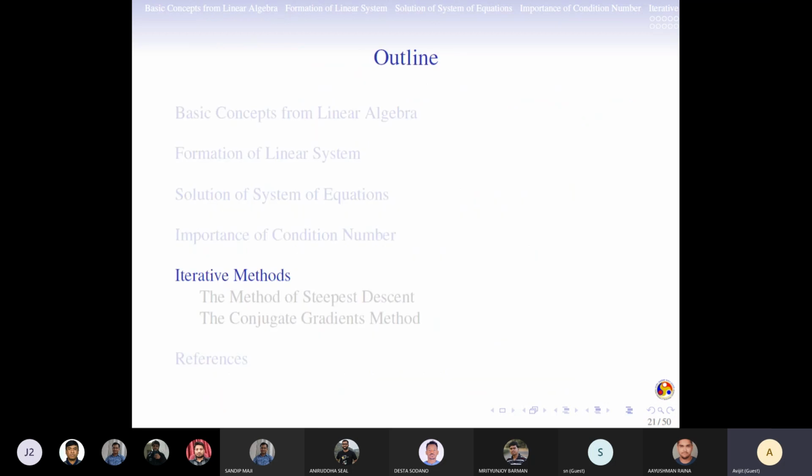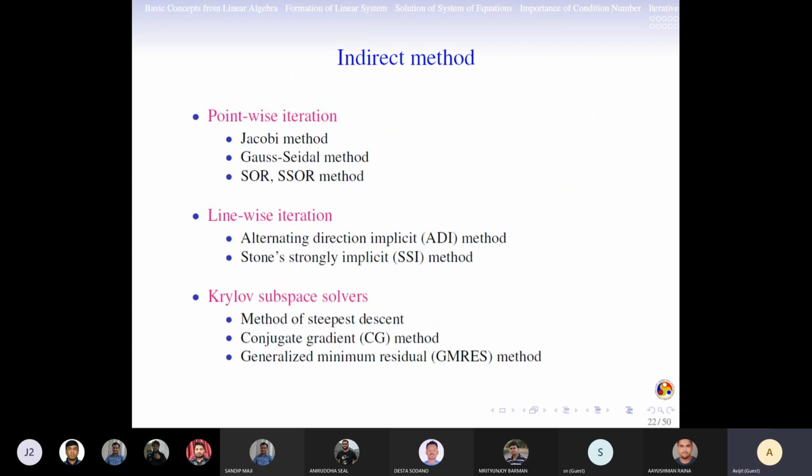Now we are coming to the main topic of this discussion, which is iterative methods. You can classify the iterative methods in three ways. The first one is pointwise iteration. In this category, the Jacobi method, Gauss-Seidel method, SOR, SSOR can be put. One more is line-wise iteration: the alternating direction implicit (ADI) method and the strongly implicit (SSI) method. These types of methods you can categorize in this section.